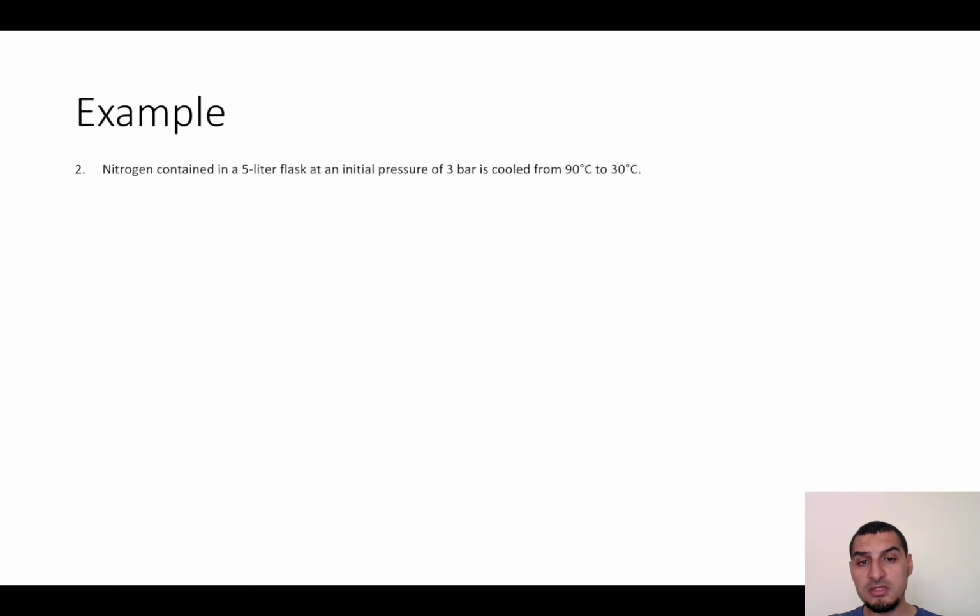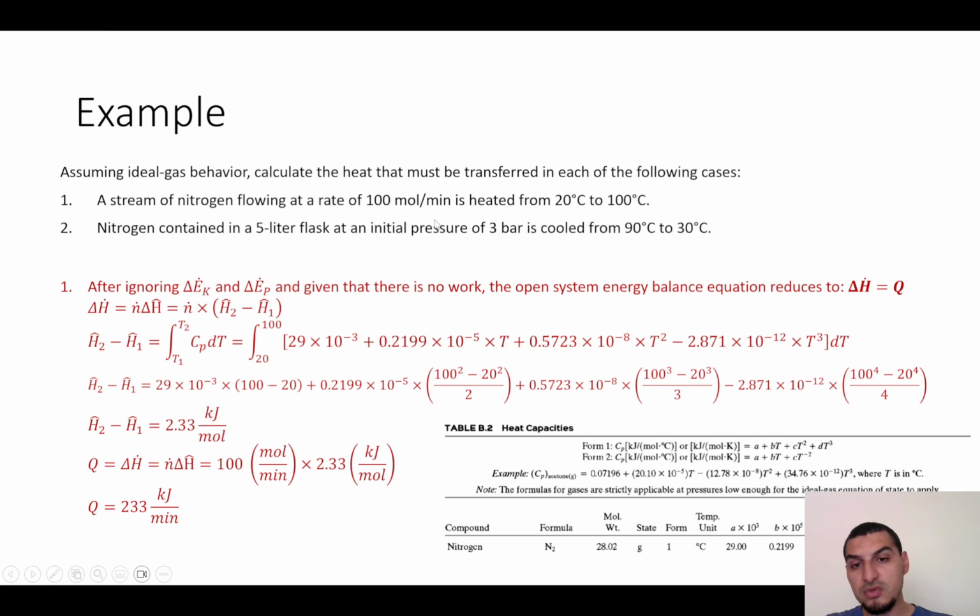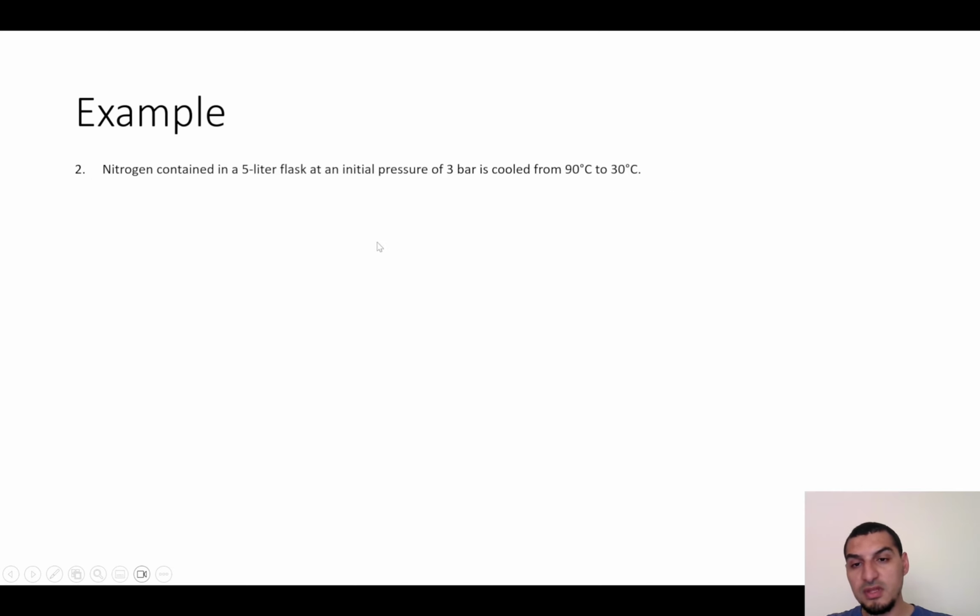The second part is for the closed system. So the equation is going to be the closed system equation. Just one thing to quickly notice here, that we don't have the number of moles. In the first part, we already have the molar flow rate. In the second part, we don't have anything. We have the volume, we have the pressure, we have the temperatures from 90 to 30.